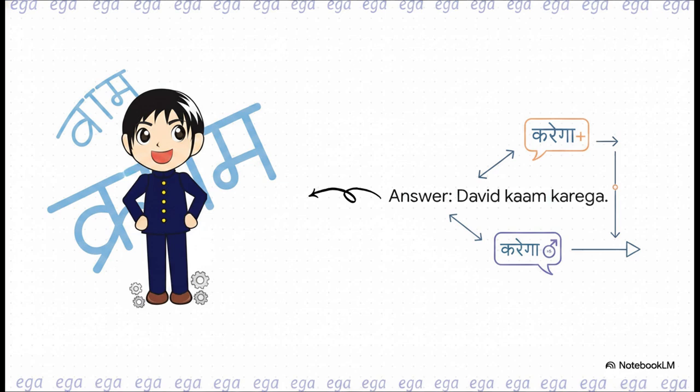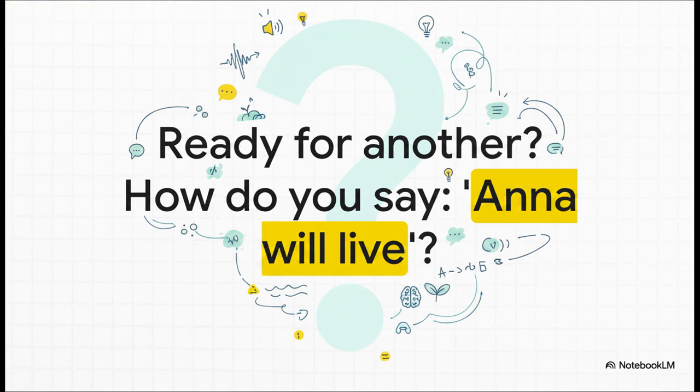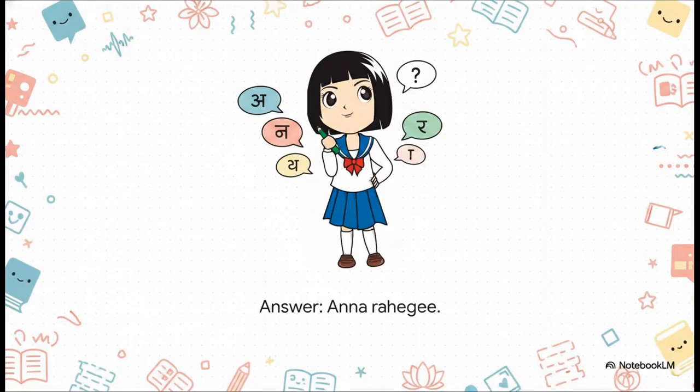If you got that right, fantastic job. Ready for round 2? Let's do it. How do you say Anna will live? The verb root here is rah. Go ahead, give it a shot. And the answer is Anna rahegi. Perfect. Since Anna is a woman's name, we take that verb root rah and add the feminine egi suffix. You are crushing this. Excellent work.